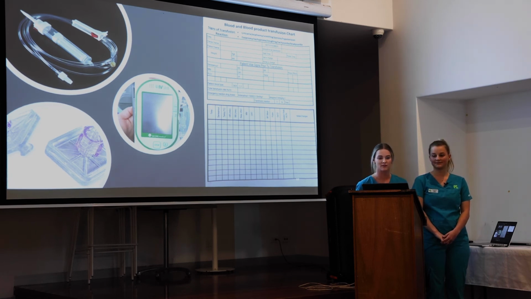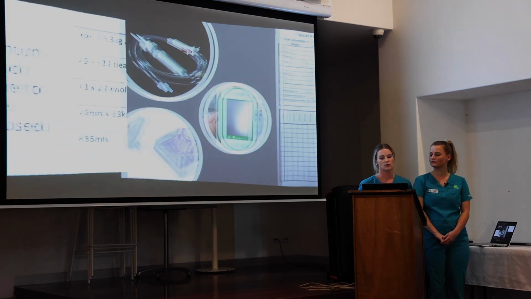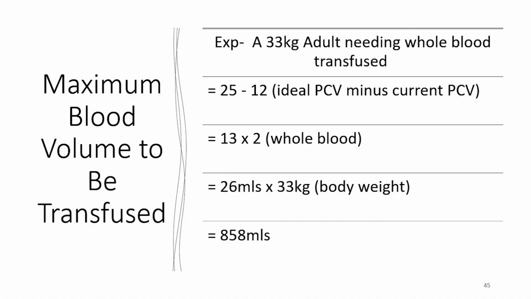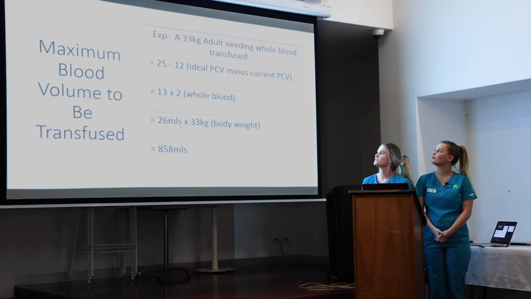When calculating the blood volume, you ask your clinician for the patient's desired PCV. The ideal PCV for large dogs is 25, and for cats and small dogs, it's 30. You can then subtract the patient's current PCV from the desired PCV and multiply that answer by 2 for whole blood or 1 for packed cells. With that answer, you then multiply by the animal's body weight, and that will get you the total blood volume to be transfused. For example, here we have a 33 kilo dog needing whole blood to be transfused.